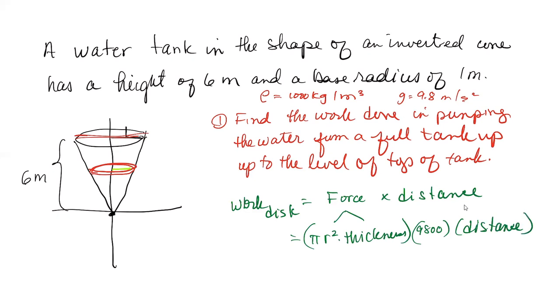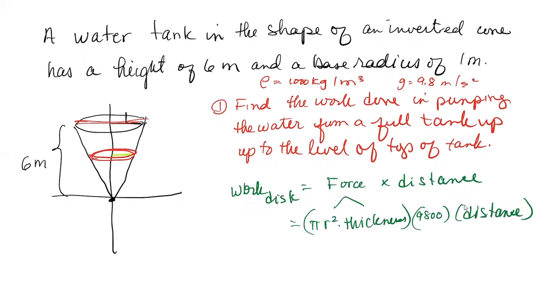Okay, now how far does this little cross section of water have to go to get to the level of 6 meters? Well, this little cross section just sits at some y units above the bottom of the tank, and it needs to go to y equals 6. So the distance that it has to travel would be this distance right here. It's a vertical distance, so it's top minus bottom, which would be 6 minus y.